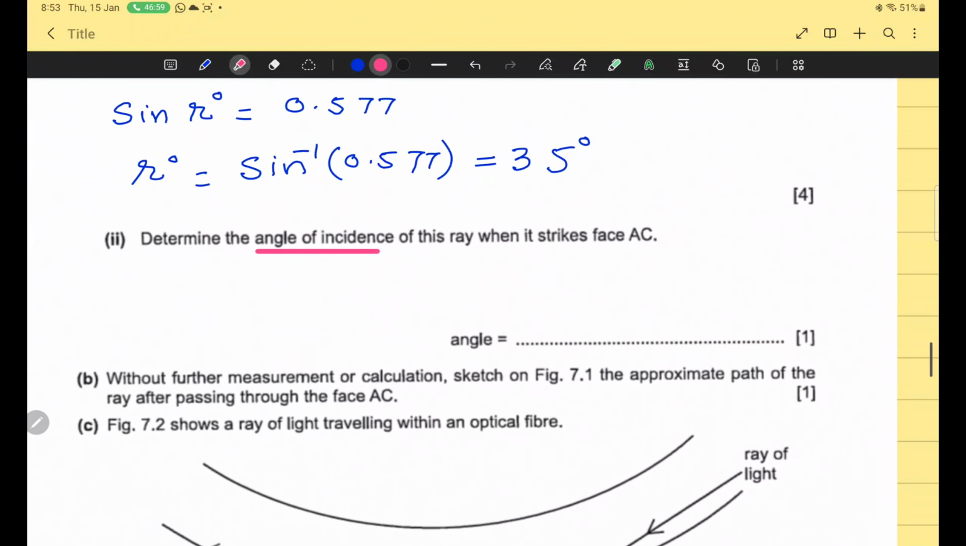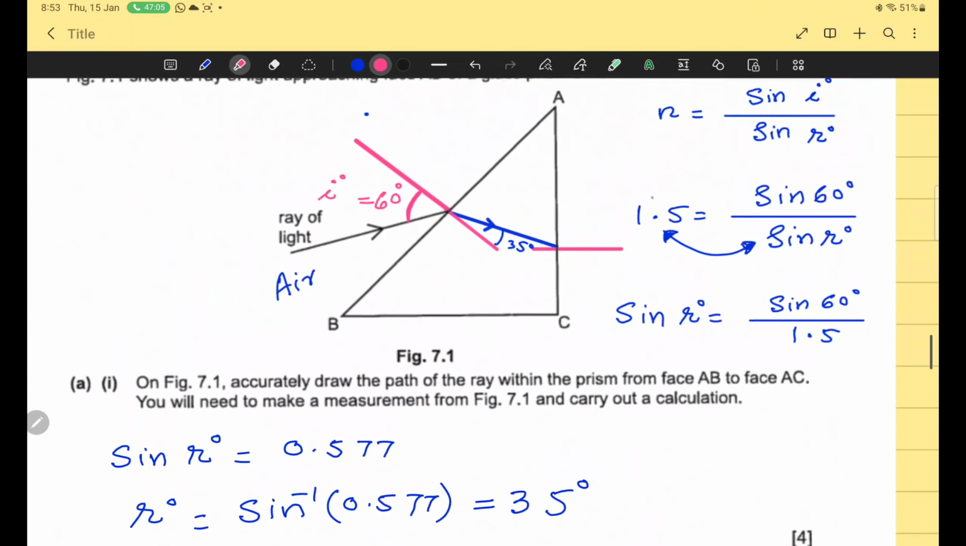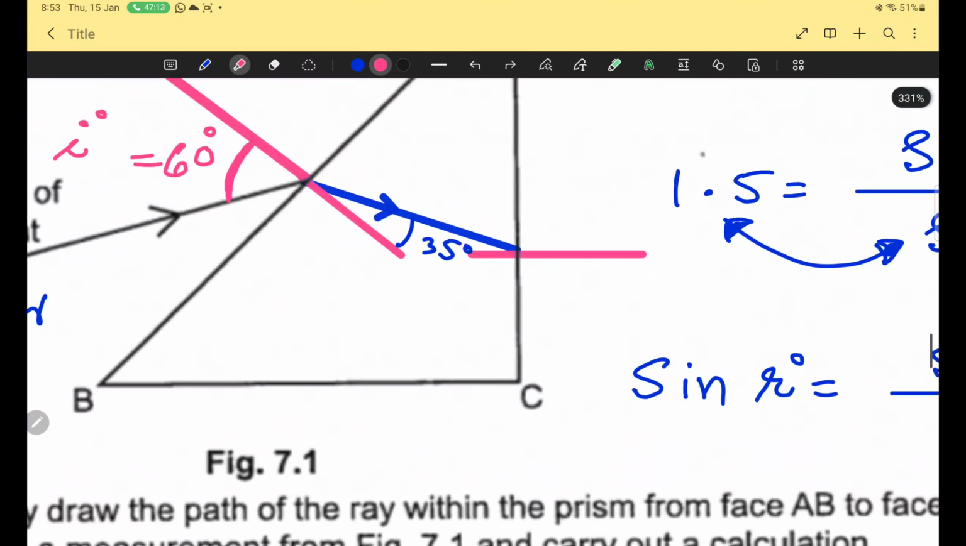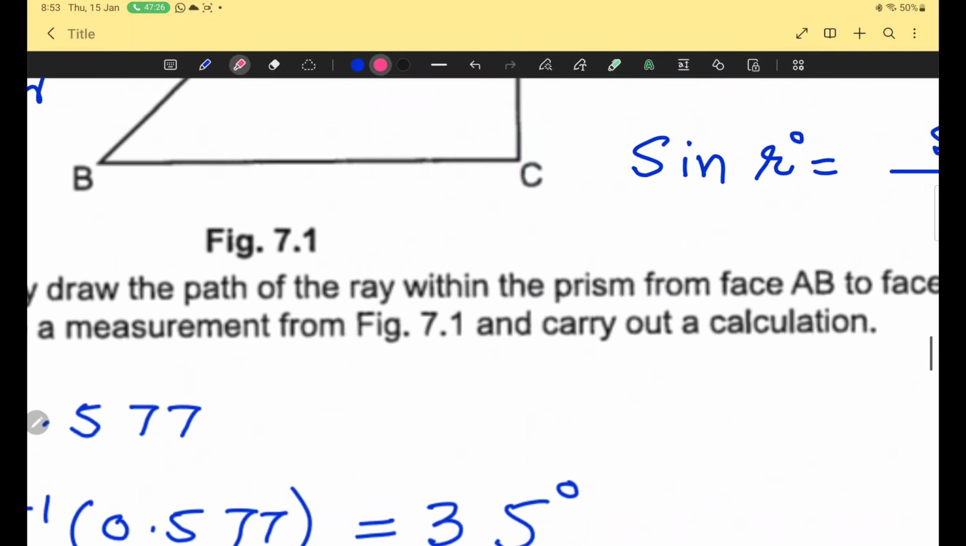Read the question. The question is determine the angle of incidence on face AC. This is face AC. On this face AC, you have to determine this angle. And this angle you will measure by protractor. This is a very small angle, and you have to measure it. Okay.